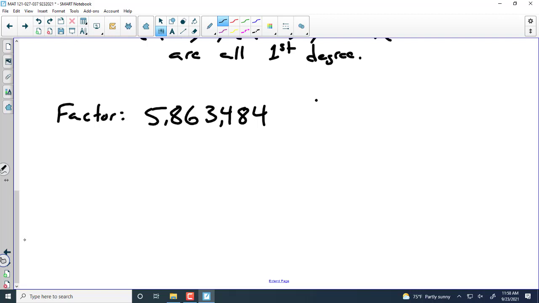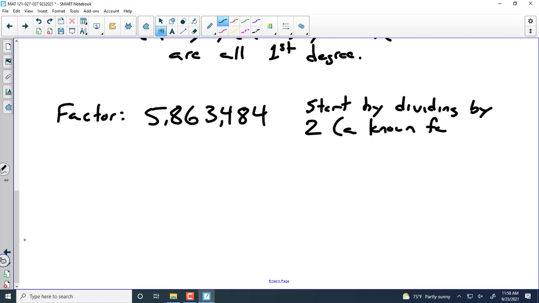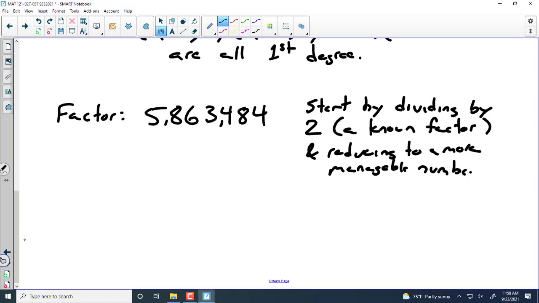So if you had to factor this, you'd start by dividing by 2, a known factor, and reducing to a more manageable number. In fact, if we divided this by 2, who's packing heat? Who's got a calculator? Anyone? Someone divide this by 2 for me. What's the number again? 5863484.